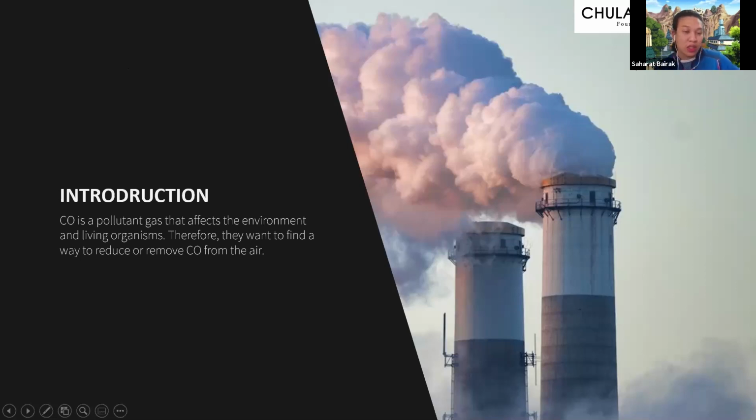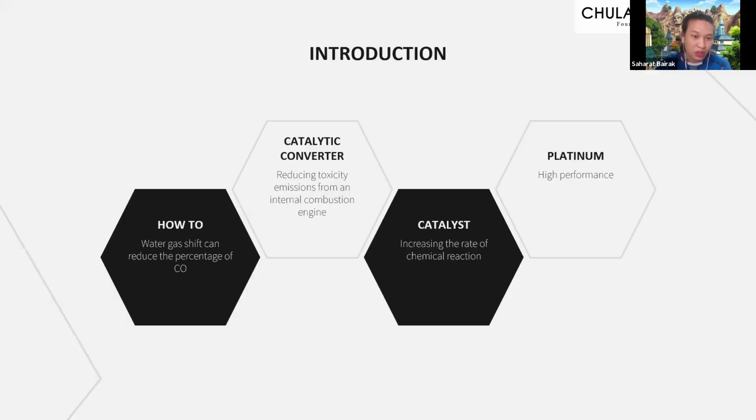Introduction. Carbon monoxide is one of the most poisonous gases released into the environment by incomplete combustion, mainly from the transport sector. So many researchers research how to reduce carbon monoxide in the environment, and there are many methods, for example the water gas shift reaction. How to remove it, that I will talk about.